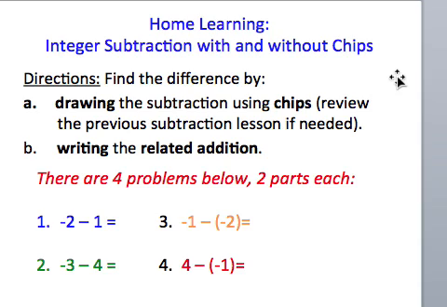So for your home learning, what I'd like you to do is to do some integer subtraction with and without the chips. So you're going to find the difference for each of these 4 problems below by drawing the subtraction using the chips, and if you need to, just review the previous subtraction lesson that was homework a few nights ago. And then the second way is I'd like you to write the related addition problem by showing adding the opposite for each problem. So there are 4 problems below, and each of them has 2 parts. So please write these on your home learning paper and bring it to class with you tomorrow.